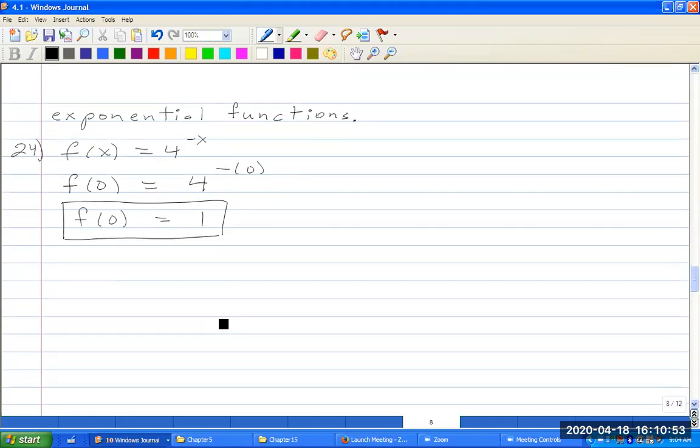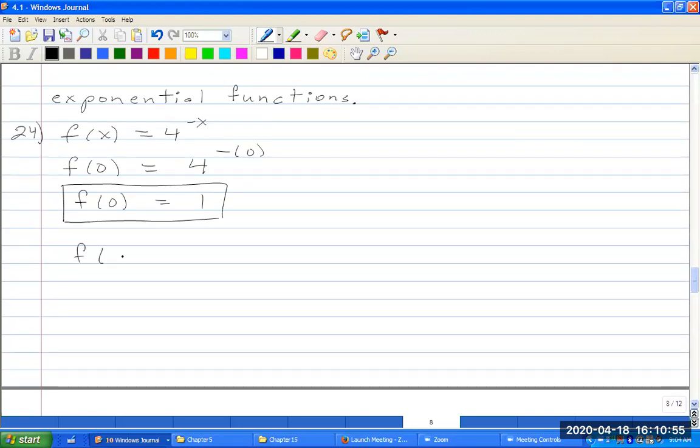Let's plug in 2. So f at 2 is 4 to the negative 2. Since I have a negative exponent, let's write this as 1 over, take the reciprocal. So remember, a negative exponent means take the reciprocal. So 1 over 4 squared. And so f at 2, 4 squared is 16, is 1 over 16.